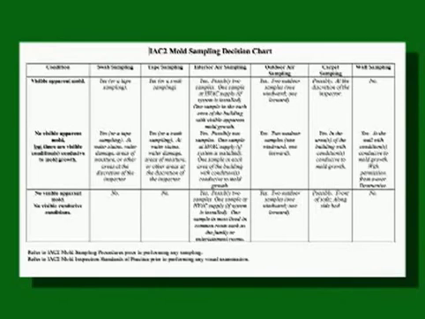Print out the IAC2 Mold Sampling Decision Chart. It's a general guide for inspectors to select which sampling device should be used, in relation to the condition of the building. On the left side, the vertical column is the condition. You have visible apparent mold, or you may have no visible apparent mold but conditions that are conducive to mold growth, or you may have neither apparent mold growth nor conditions.